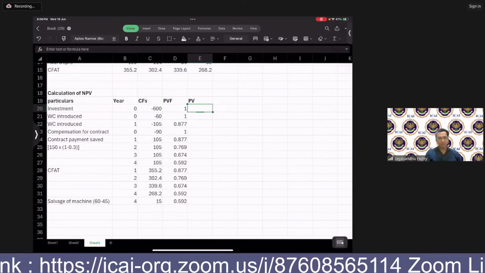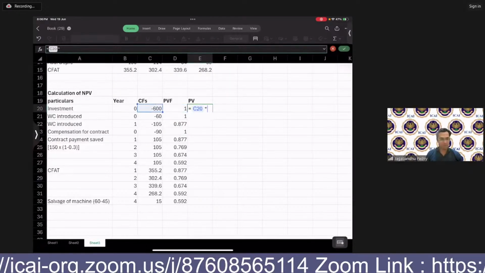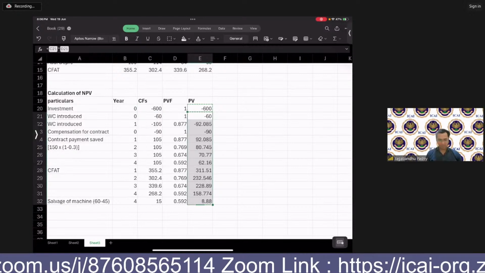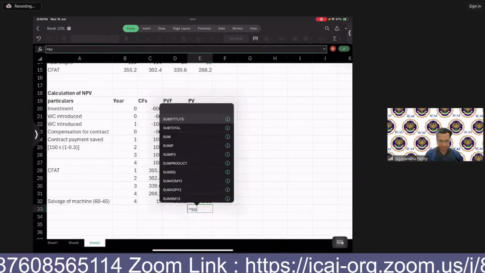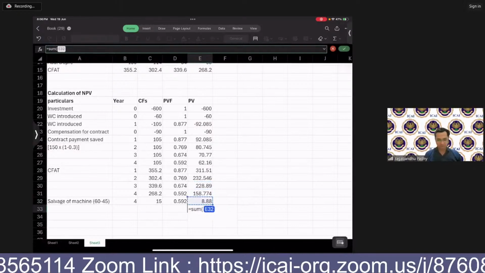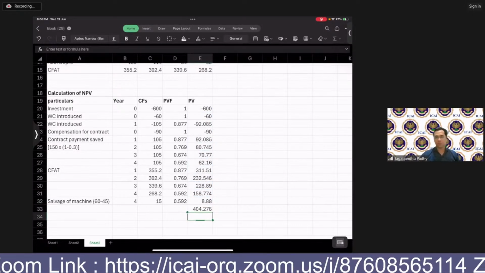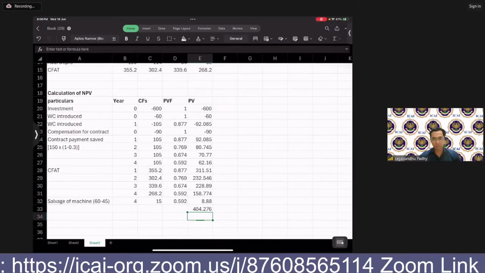And then we arrive at the present value of all the cash flows, which is cash flows multiplied by the PV factor. So we multiply all our cash flows with the PV factor. And then finally, we take a summation of all these cash flows to arrive at the net present value.